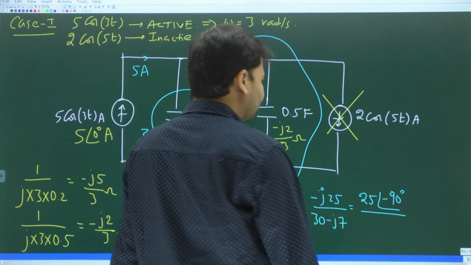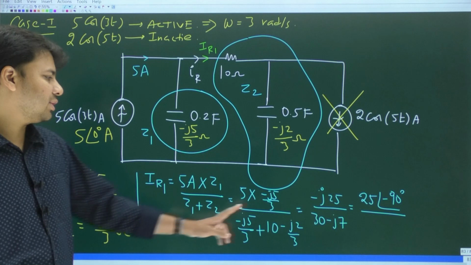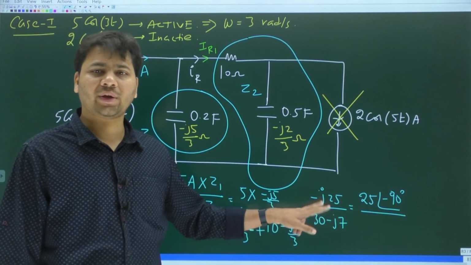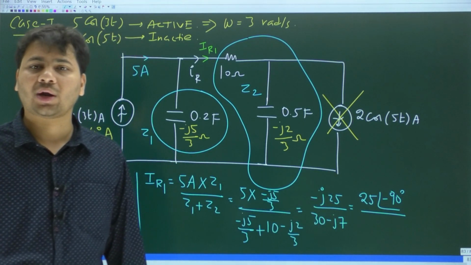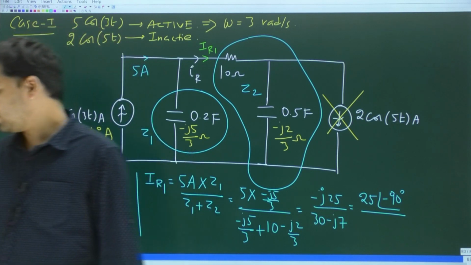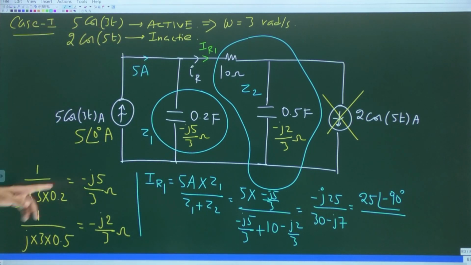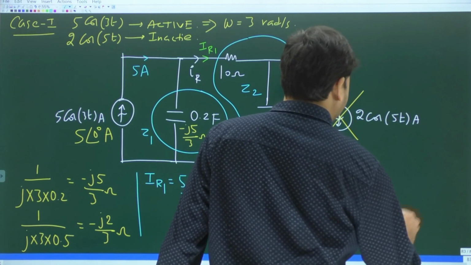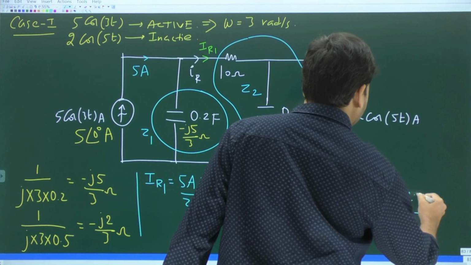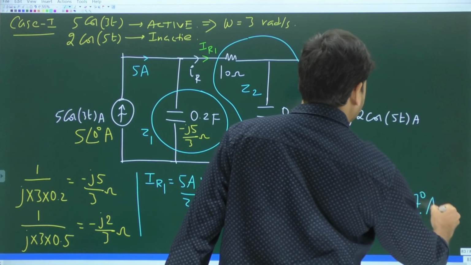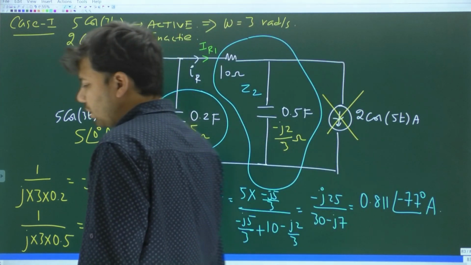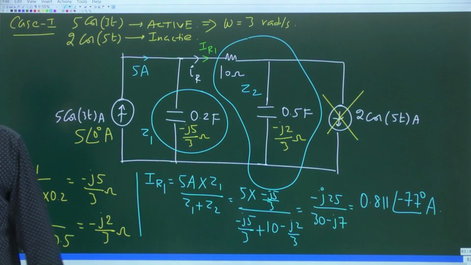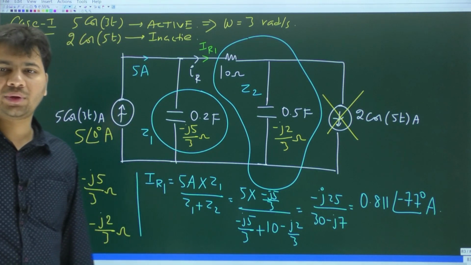Can someone tell me what is this ratio in its final polar form? Please tell me. Anybody? What is capital IR1 in its final polar form? So this turns out to be 0.811 at an angle minus 77 degrees amperes. That is what IR1. I hope it is clear up to this point.